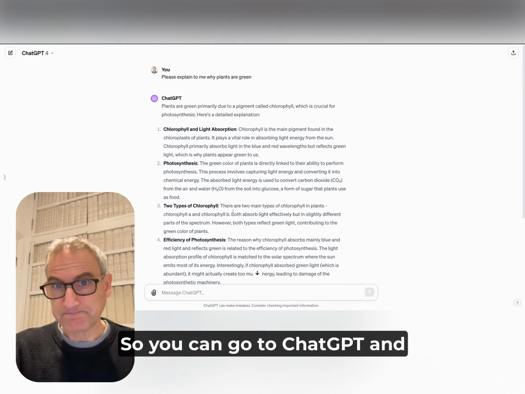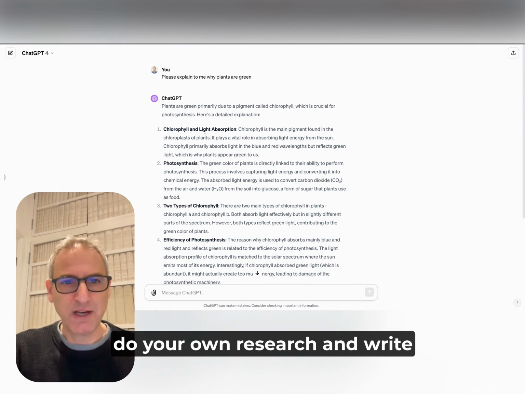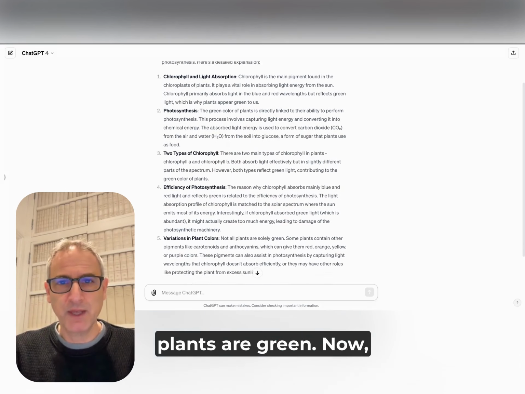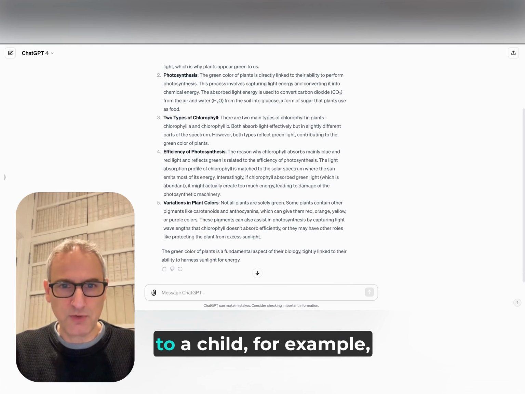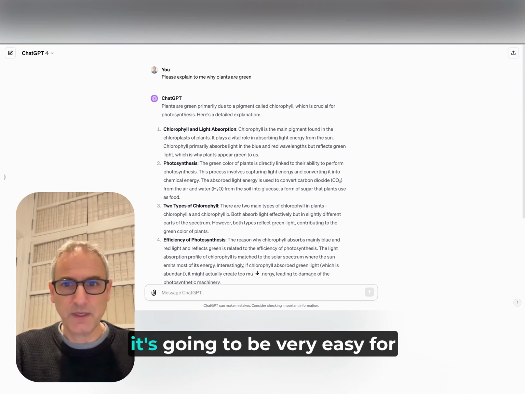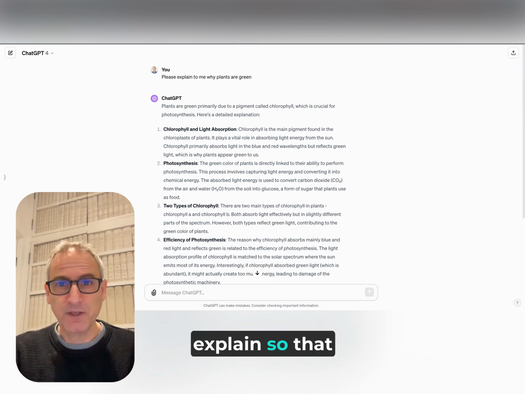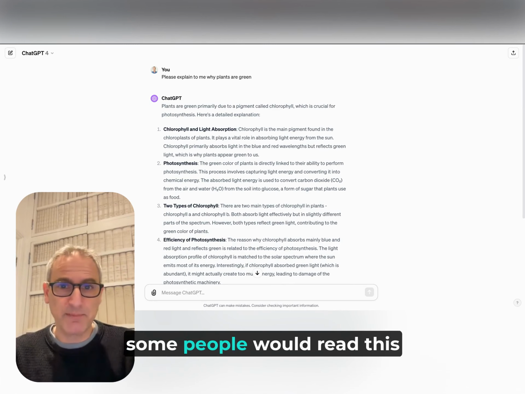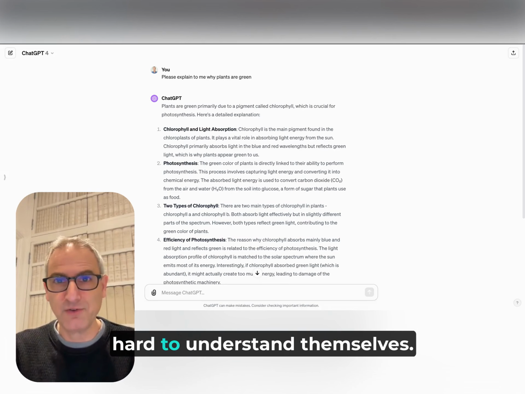So, you can go to ChatGPT and do your own research and write this simple question. Please explain to me why plants are green. Now, the thing is this: if I were to explain this to a child, for example, it's going to be very hard for me to explain so that that child understands. And actually, some people would read this explanation and would find it hard to understand themselves.